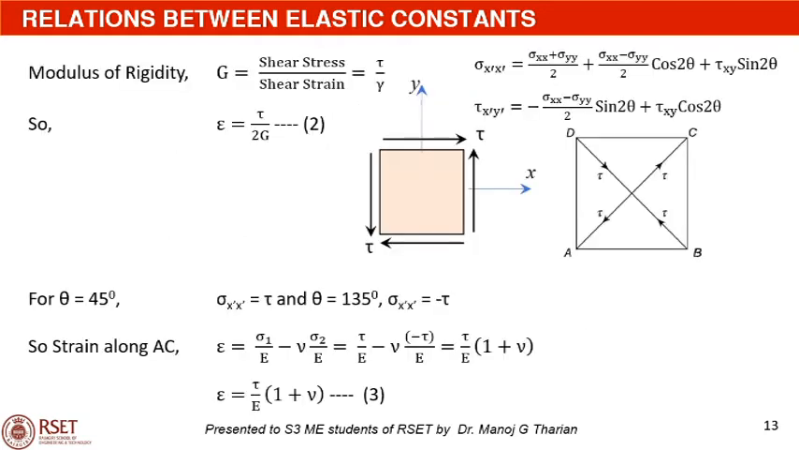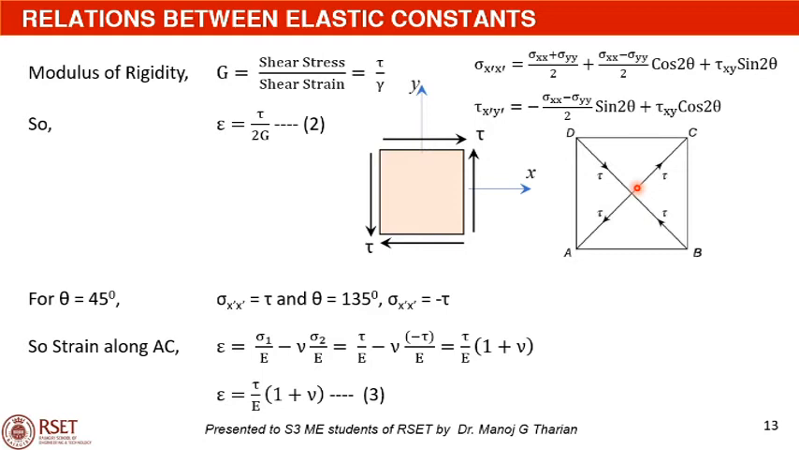Modulus of rigidity is defined as the ratio of shear stress to shear strain, that is G is equal to tau by gamma. In the previous slide, we have seen that for a stress element subject to pure shear, the linear strain epsilon along AC is equal to gamma by 2, or gamma is equal to twice epsilon. Substituting for gamma, we get G is equal to tau divided by 2 into epsilon, or epsilon is equal to tau divided by 2G.